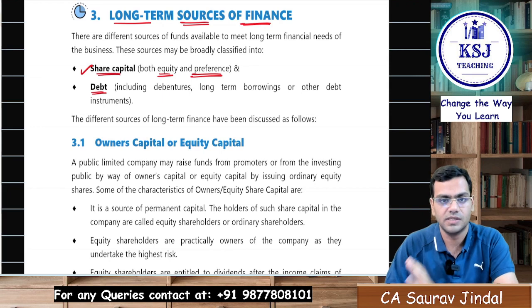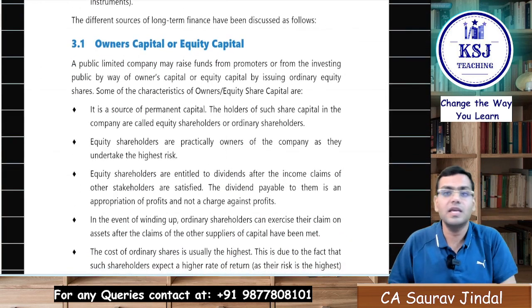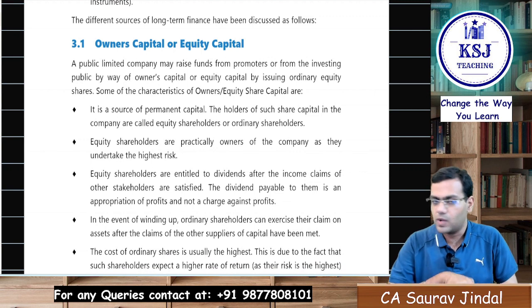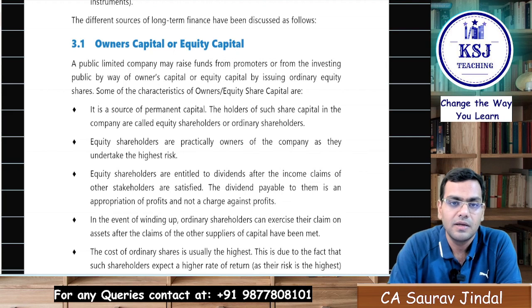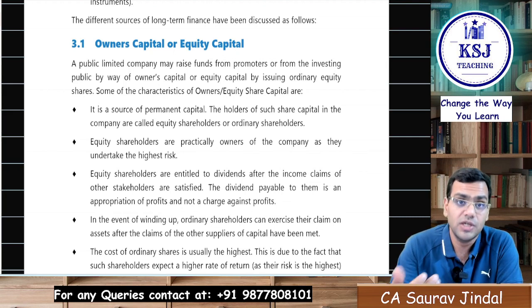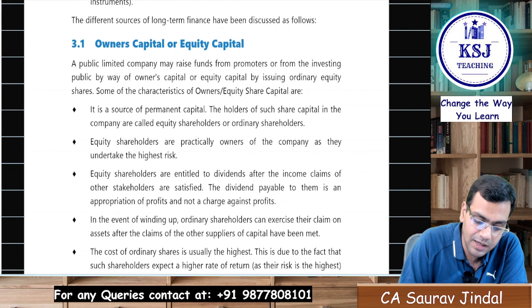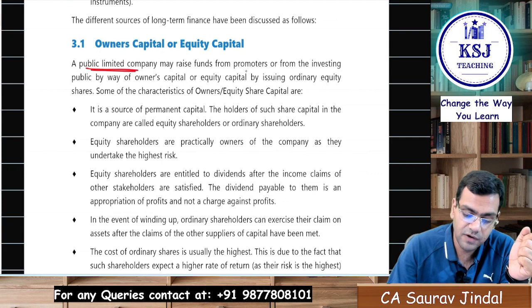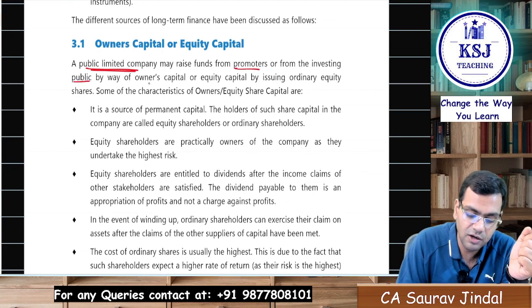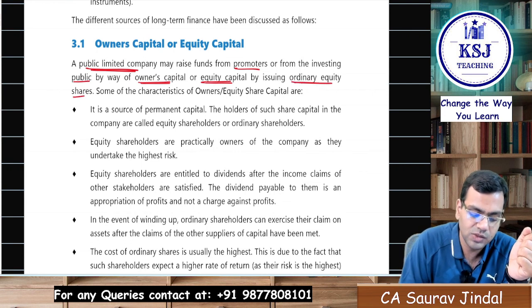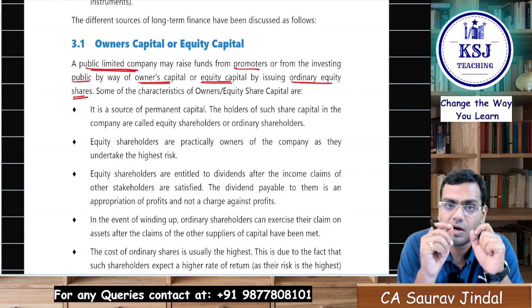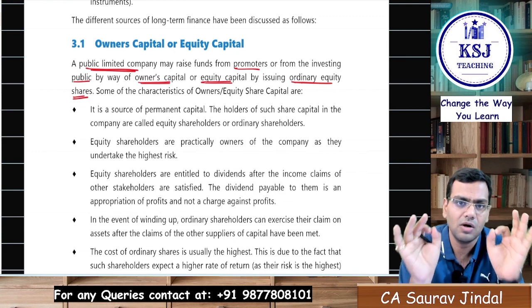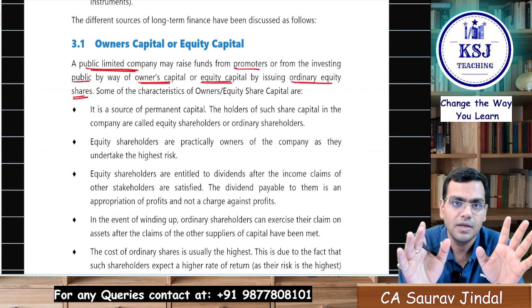So the first source that we are going to discuss is the equity capital, also known as the owner's capital. Because when we talk about equity share capital, a company issues shares, right? Which company issues the shares? A public limited company may raise the funds they are in need of, from the promoters or from the public by way of owner's capital or equity capital by issuing ordinary equity shares. Why has the word ordinary been used? Because not a preference share or anything else. Simple ordinary equity share that we are talking about, right?